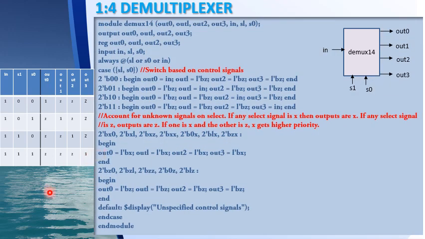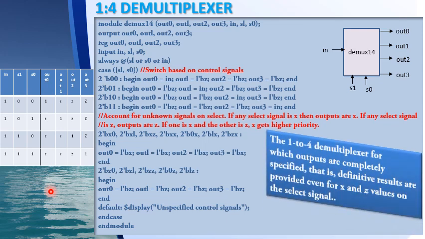Now this program is slightly different from the previous cases in the sense that here we have taken all cases, that is, we have built this 1:4 demultiplexer for which the outputs are completely specified, that is, definitive results are provided even for X and Z values on the select signal. So I will go through the program line by line.